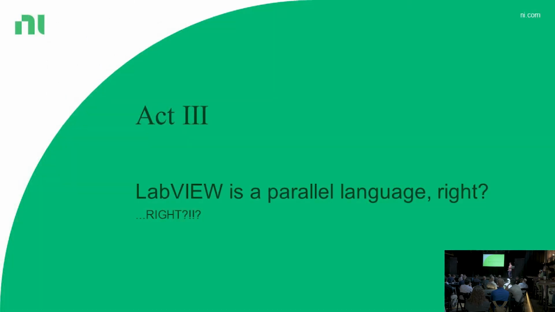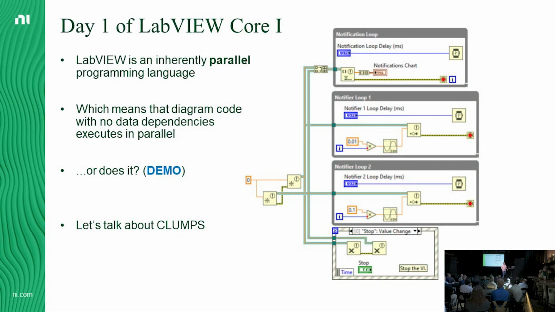All right, so Act 3. LabVIEW is a parallel language, right? In LabVIEW Core 1, on your very first day, they show you a diagram that probably doesn't look like this, but it probably has some add functions or something, with separate loops, and there's no data dependency between the loops. And you learn, we all learn, that one of the great things about LabVIEW is that the code is inherently parallel.